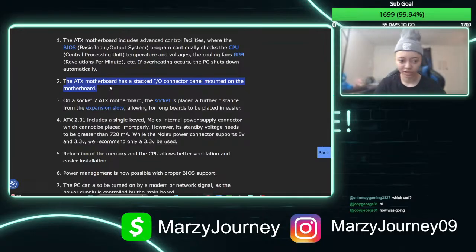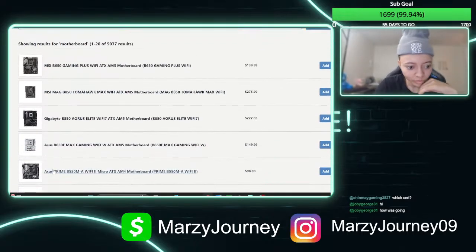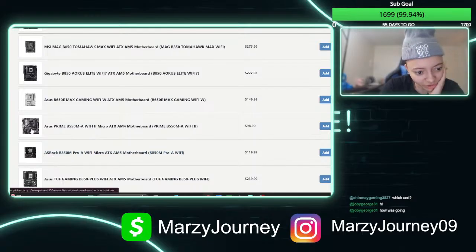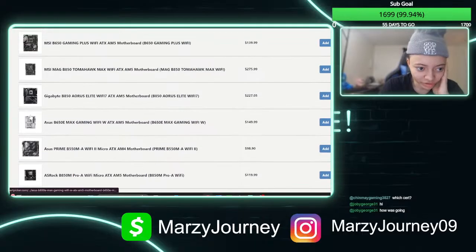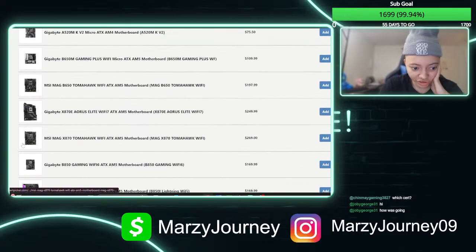And then I'm gonna get into the next thing, which is on a socket 7 ATX motherboard. The socket is placed a further distance from the expansion slots, allowing for long boards to be placed in easier. Oh wait, so when it says long boards, you're telling me that you can have an ATX and it could still be an ATX, but it can just be bigger? Wow, I'm just baffled. Because this is, oh no, this is a Micro ATX again. Why'd I keep doing that? I mean, the ATXs, they look the same to me. Unless it could just be longer.